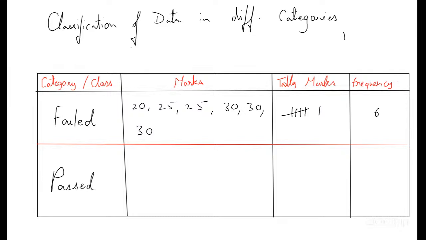One means this one number 20. Second line means second number 25. Third means third 25. One more means 30. Then the fifth one, we don't put 5 like this. No. Fifth one, we cut it diagonally, like this, okay, that is this 30. And then one more means this 30. Okay, got how we put tally?